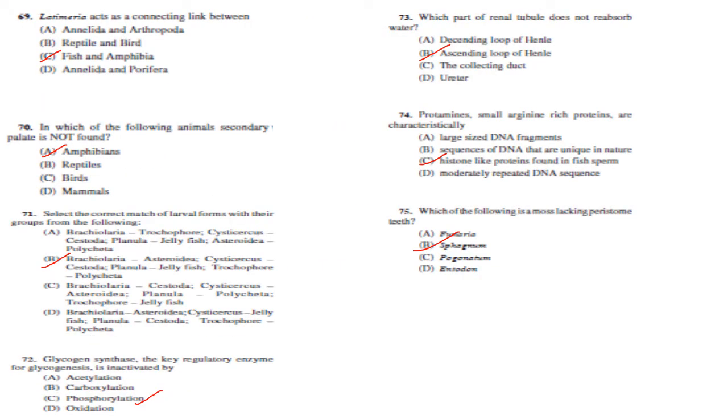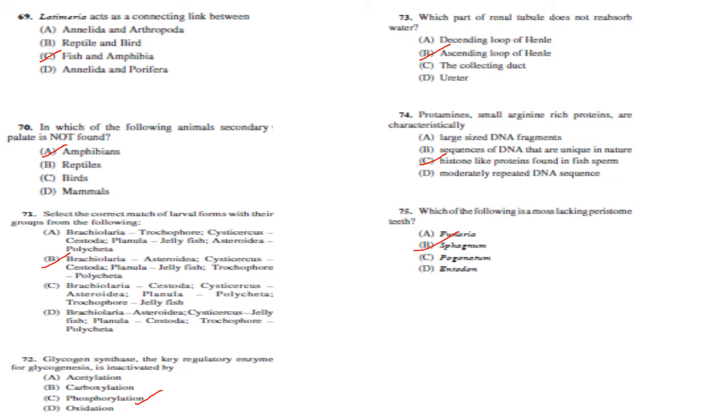Then next one. Latimeria acts as a connecting link between fish and amphibia. Answer is option C. Then in which of the following animals is the secondary palate not found? So the secondary palate of mammals separates the nose from the mouth. So which animals don't have a secondary palate? It is the amphibians. Answer is option A.